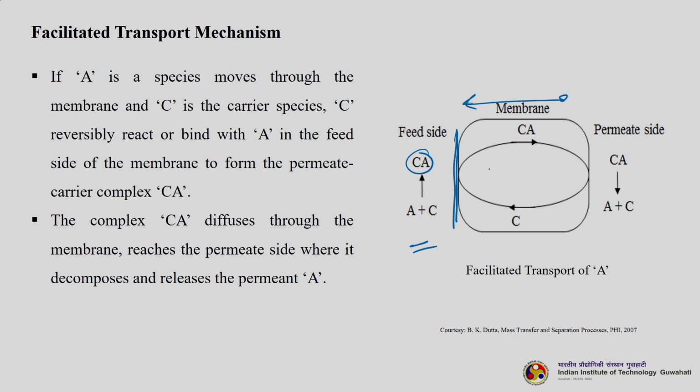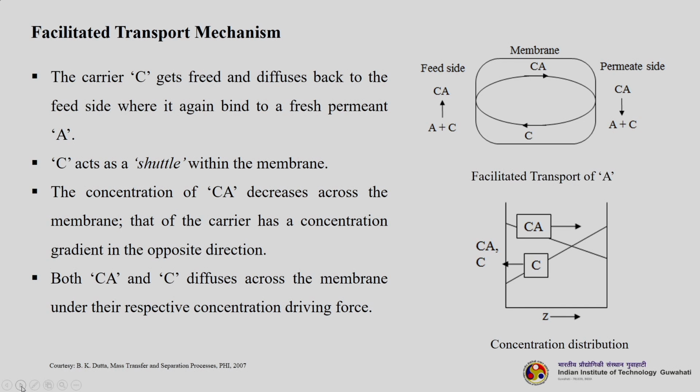Then this moves across the membrane in this direction because of the concentration gradient. Once it reaches the permeate side, it releases and this reaction happens: CA gives you A and C. A is retained here and C is recycled back to the membrane. The complex CA diffuses through the membrane, reaches the permeate side where it decomposes and releases the permeate A. The carrier C gets freed and diffuses back to the feed side where it again binds to a fresh permeate A. So, C acts as a shuttle within the membrane. Only C is free inside the membrane matrix, shuttling between the feed side and the permeate side.